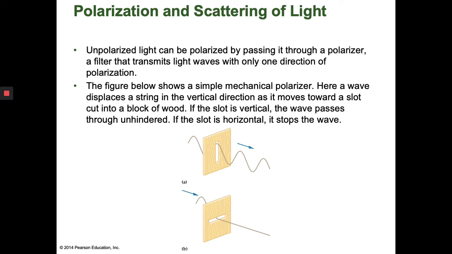In picture B, we have the slot in the opposite direction. It's horizontal. So what happens to that vertical wave? It gets stopped. Do you see that? In picture A, the wave's coming through. In picture B, there is no wave coming through. It's just a straight line. That's what a polarizer does. It allows certain directions of light through and stops every other direction.